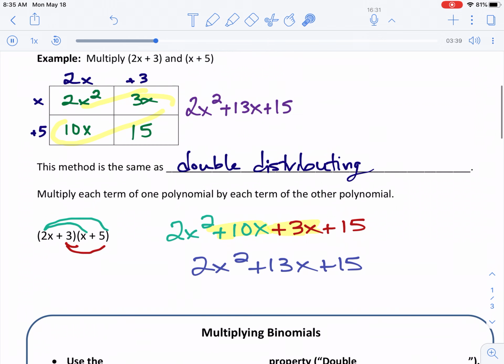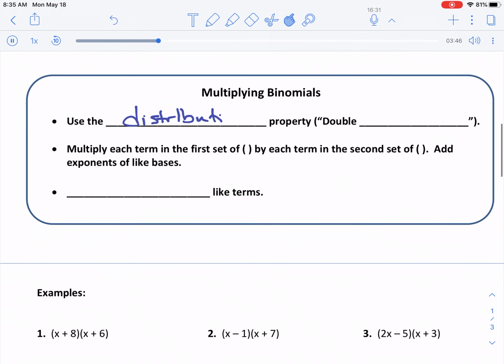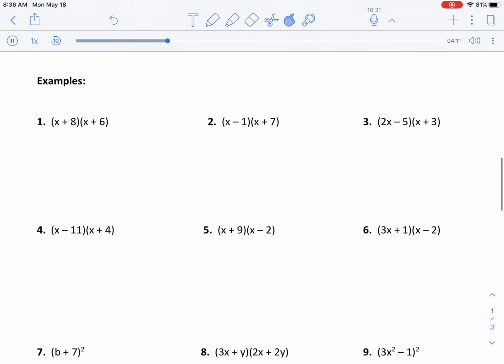So in order to do this properly, you want to use the distributive property. So we're going to put the word distributive here. You might hear teachers say or myself say double distribute because you have to distribute both numbers in, so you distribute twice. So multiply each term in the first set of parentheses by each term in the second set of parentheses, and then add exponents of like bases. And at the end, the last thing you want to do is combine like terms. All right, so let's do some practice problems together on the next page here.